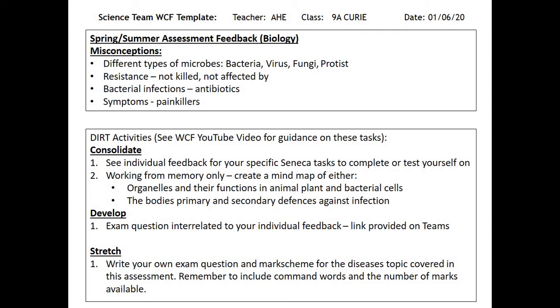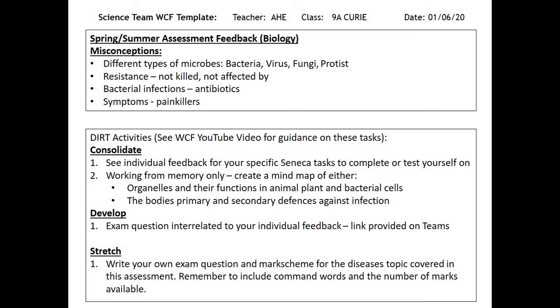Second was what we mean by the term resistance. Bacterial resistance, and that bacteria build up something called resistance. It's important to remember that they are not killed, or they are not affected by the antibiotic. So there were a few misquotes and things, a few things that weren't quite on the mark scheme exactly right, so I just picked that up a little bit as well.